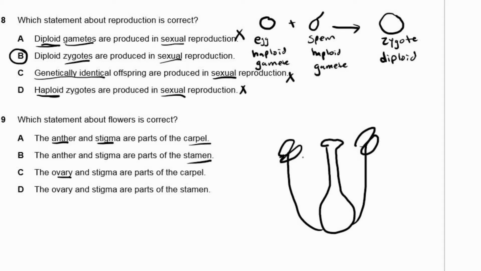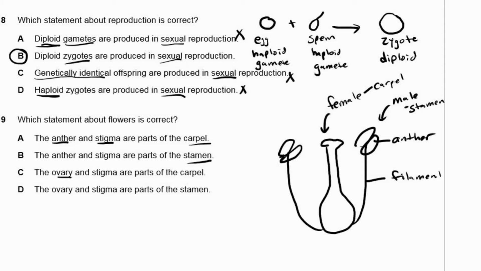Okay, this is a terrible diagram of a flower, but it shows the parts basically. We have the female structure, and we have 2 sets of the male structure. The female structure is known as the carpel, and the male structure is known as the stamen. Now on the stamen we have the anther, and holding it up is a filament.